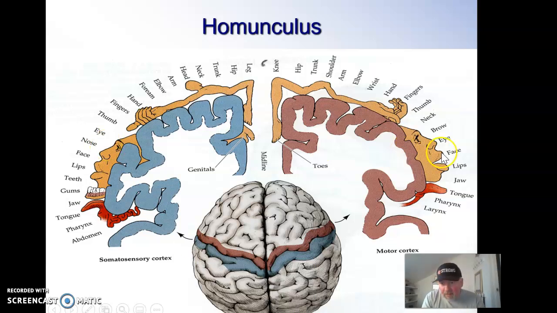Notice your face is right across from each other right here. So this is the part that allows your face to move. This is the part that allows your face to feel. This is your motor cortex right here and your somatosensory cortex right here. Somat means body. That's where we get psychosomatic. Psychosomatic illnesses, your psych causes your somat to get sick, your brain causes your body to get sick. So this is your somatosensory cortex, your body sensory cortex in your parietal lobe, and your motor cortex in your frontal lobe.